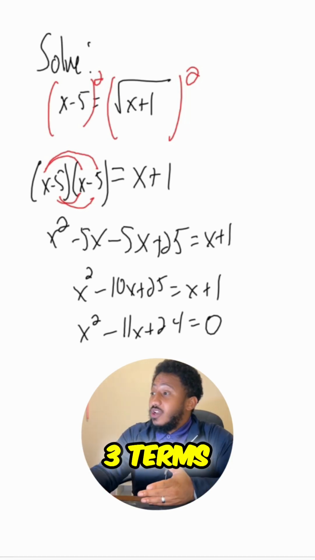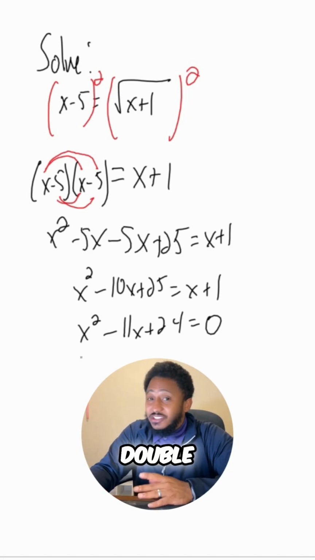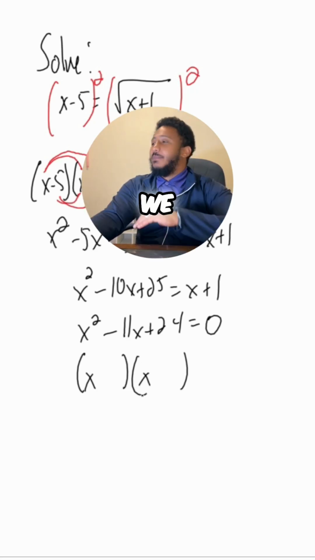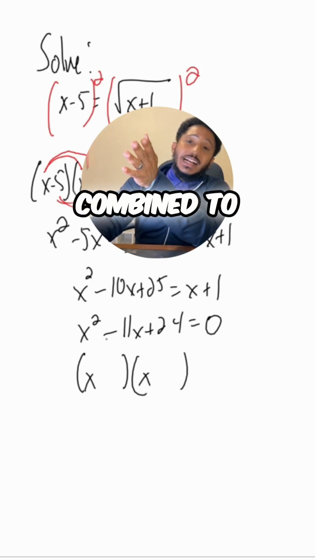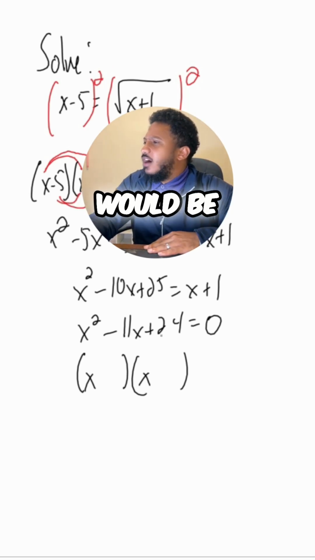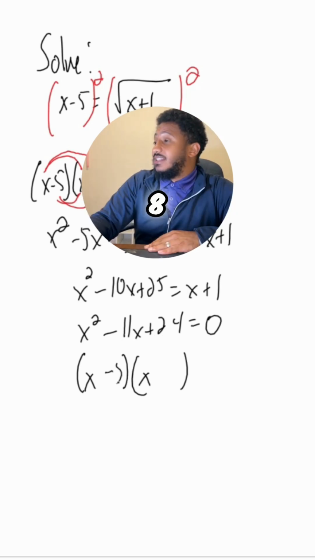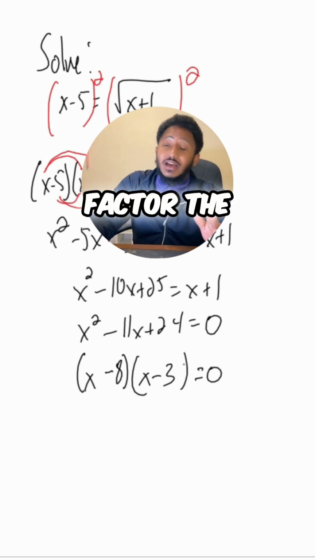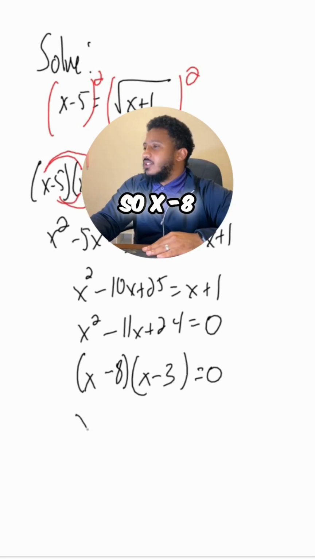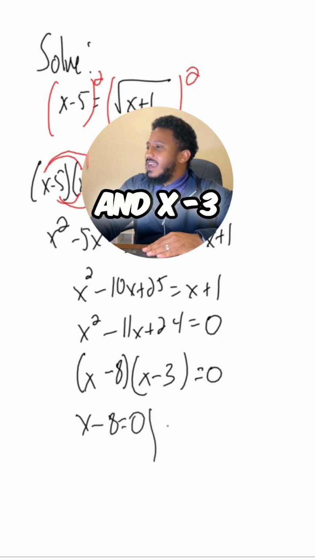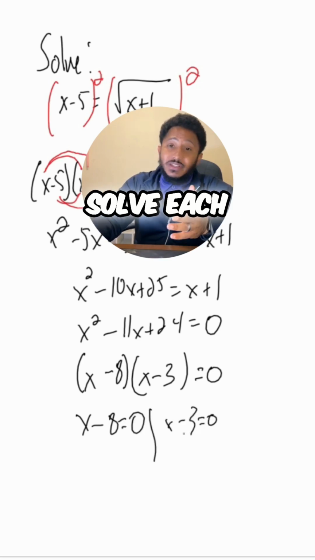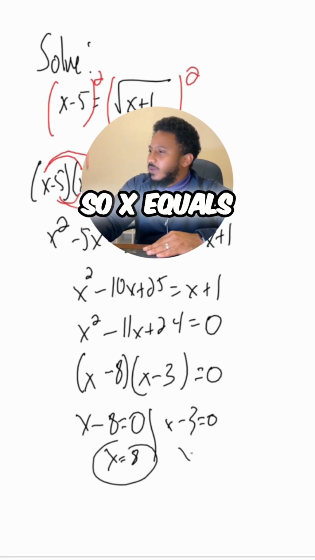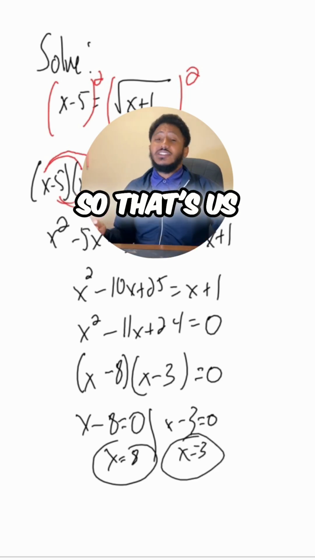Now we try factoring the other side. This is 3 terms with a 1 in front of the x squared, so we can go straight to what I call double bubble. X and x. We need numbers that multiply to 24 and combine to negative 11. That would be 8 and 3, but I need negative 11, so negative 8 and negative 3. Set each factor equal to 0: x minus 8 equals 0, and x minus 3 equals 0. Solving each, we add 8 to get x equals 8, and add 3 to get x equals 3. So there's us solving an equation.